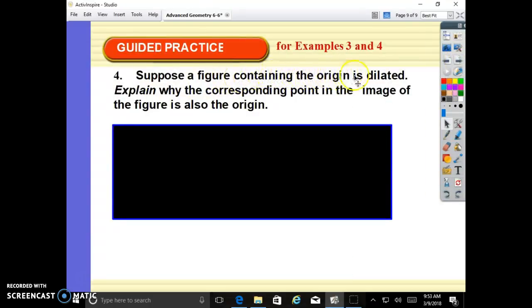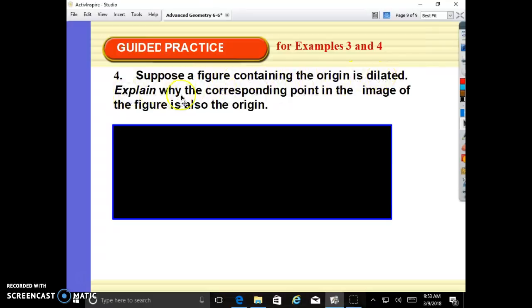Suppose a figure containing the origin is dilated. Explain why the corresponding point in the image of the figure is also the origin. So, suppose a figure containing the origin is dilated. It's made larger, it's a reduction or an enlargement. Explain why the corresponding point in the image of the figure is also the origin. What is our center of dilation unless stated otherwise? The origin. And the center always stays the same, right?